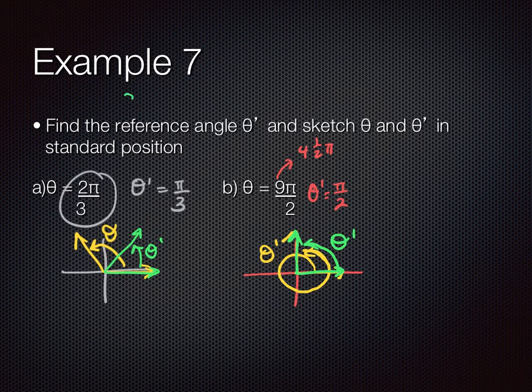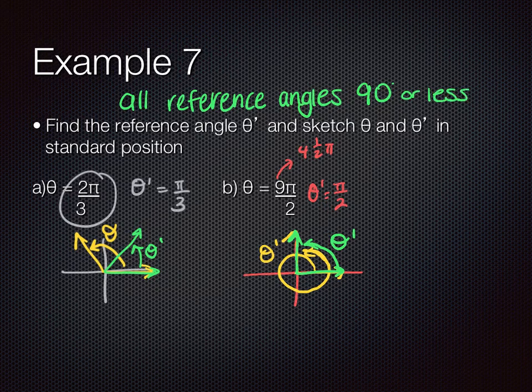So keep in mind all reference angles are going to be 90 degrees or less, which means they'll always be in quadrant 1.